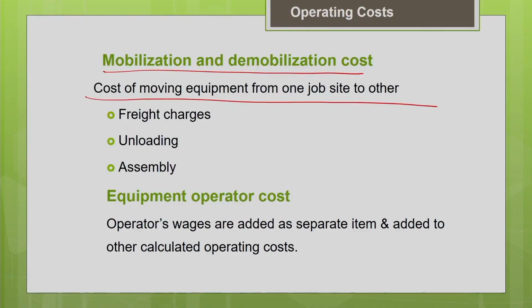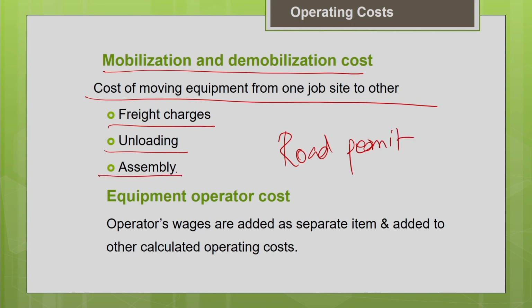Apart from that, you may have to shift the machine from one project site to another. In that case, you have to calculate the mobilization cost separately, and it will be included in the operating cost. So this is the cost of moving the equipment from one job site to another. It includes your freight charges, transportation charges, loading and unloading charges of the machine, and the road permit. Even the road permit charges for mobilizing the equipment to the particular project site, and getting the equipment ready, installation, assembly charges, everything comes under this mobilization and demobilization cost. Everything should be accounted accordingly, and you can estimate the hourly cost.